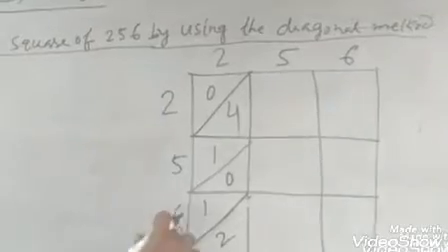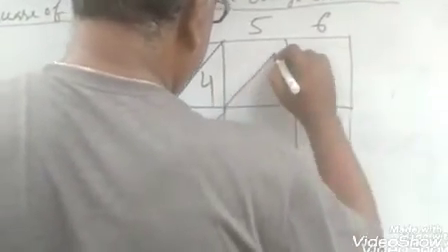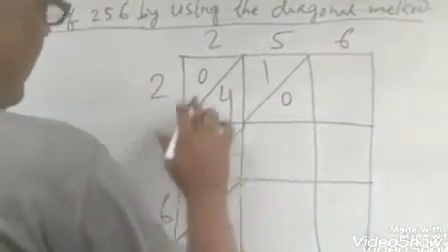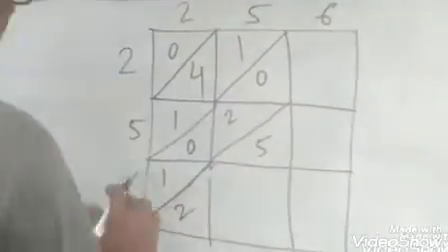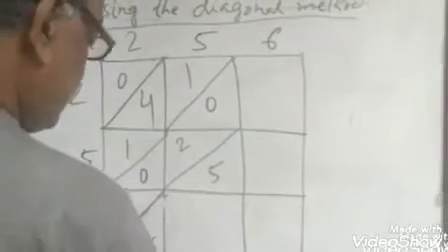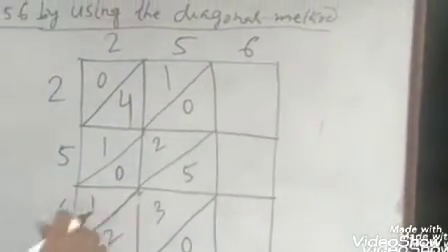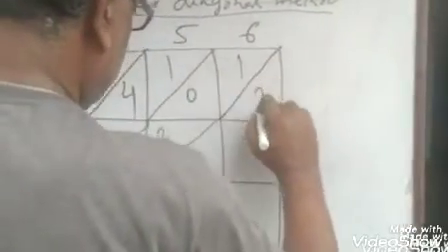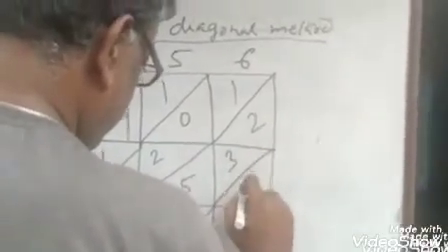Now next column, 5 into 2, 10, 5, 5, 25, and 5, 6, 30. Next column, 6 twos are 12, 6, 5 are 30, and 6, 6 are 36.